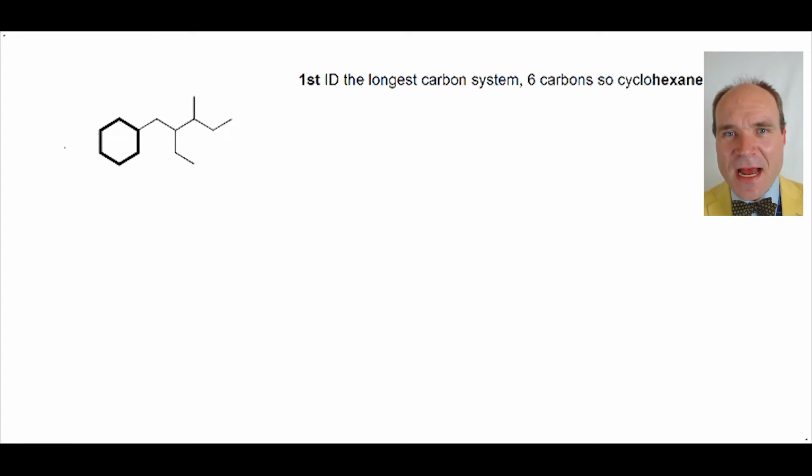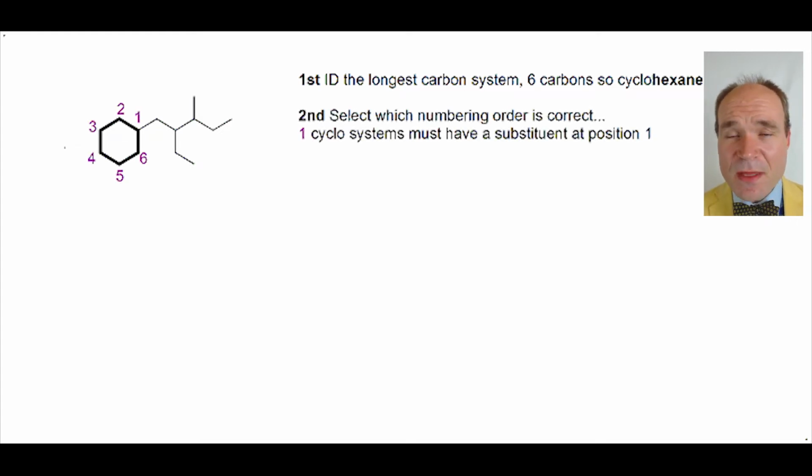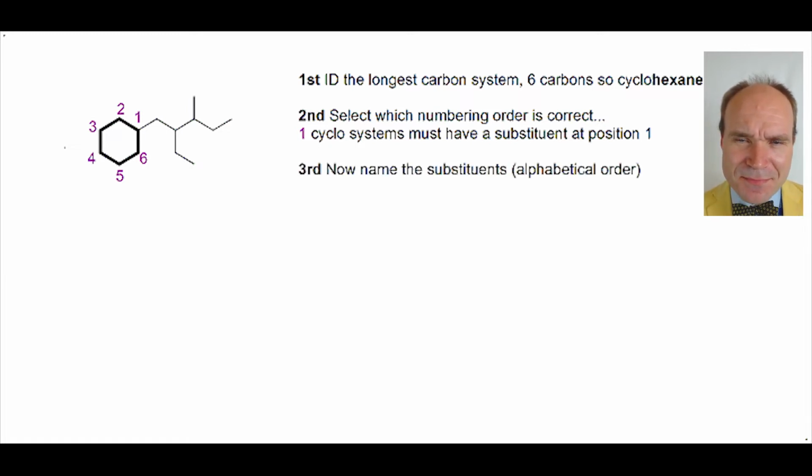6 carbons, hexane. But it's a ring, so that's cyclohexane. Next, we need to describe the location of the functional group on the main ring. In this case, it's easy. There must be one of the functional groups at position 1. We have only one functional group, so guess what? It's at position 1.